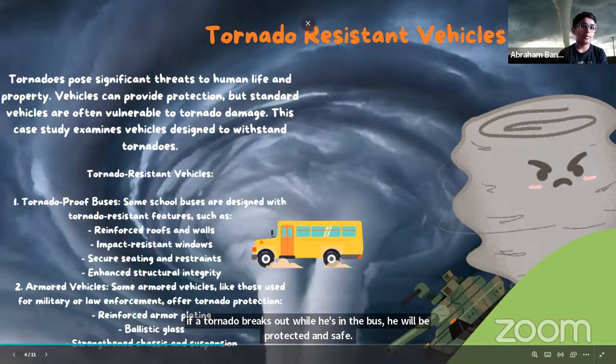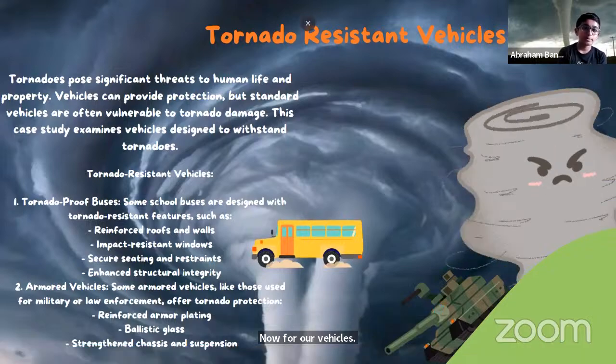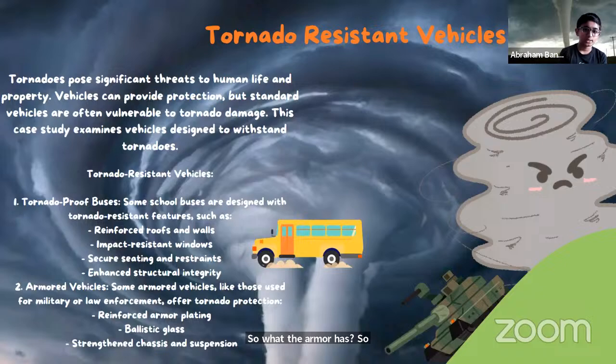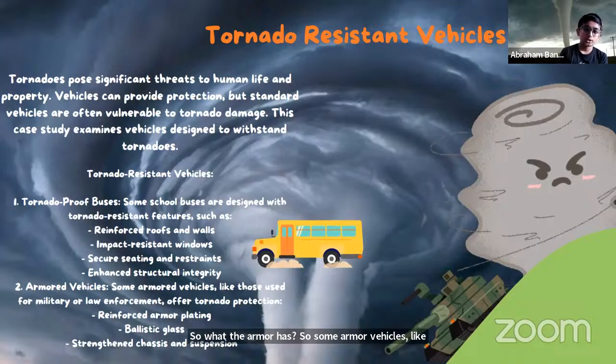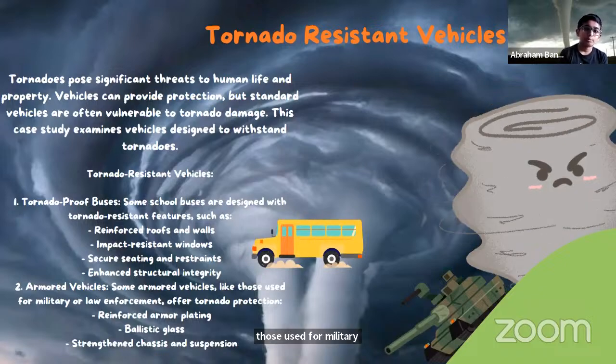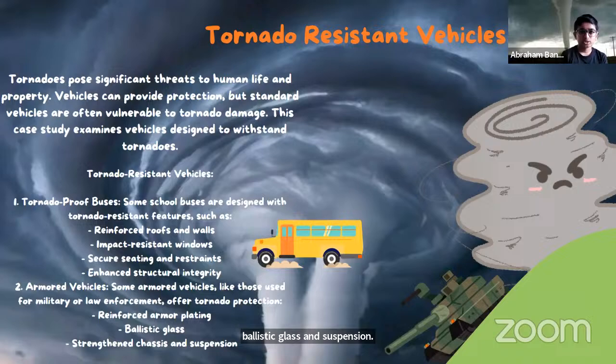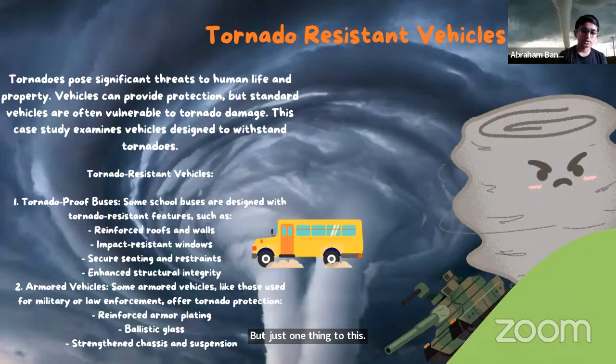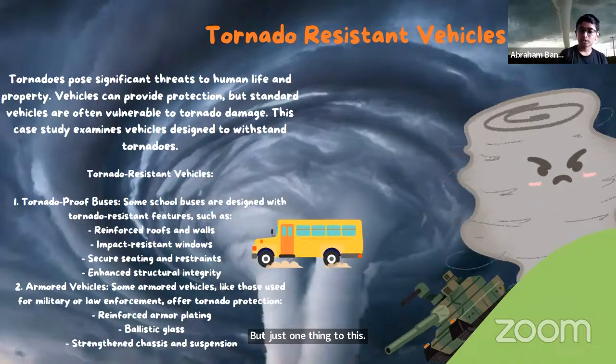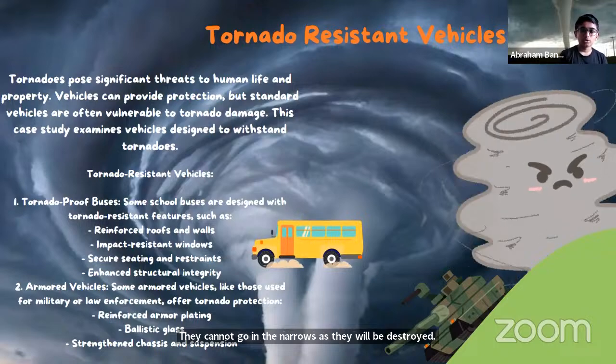So what do armored vehicles have? Some armored vehicles, like those used for military and law enforcement, offer tornado protection: reinforced armor plate, ballistic glass, and reinforced casting and suspension. But there's just one thing to this. These vehicles cannot go into tornadoes, as they would be destroyed.